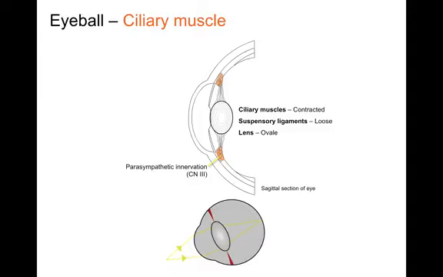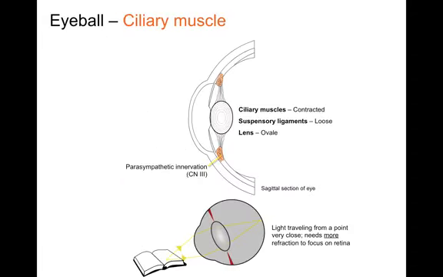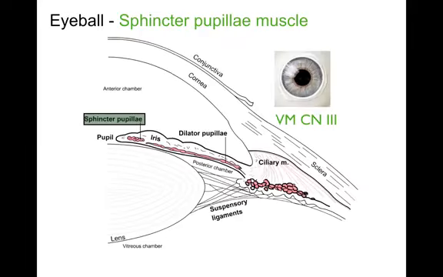Now the light's coming from a pinpoint surface and it needs more refraction to go to the lens. So light traveling from a point very close, like a book, needs more refraction to focus on the retina. The ciliary muscles are innervated by cranial nerve 3, parasympathetic innervation.